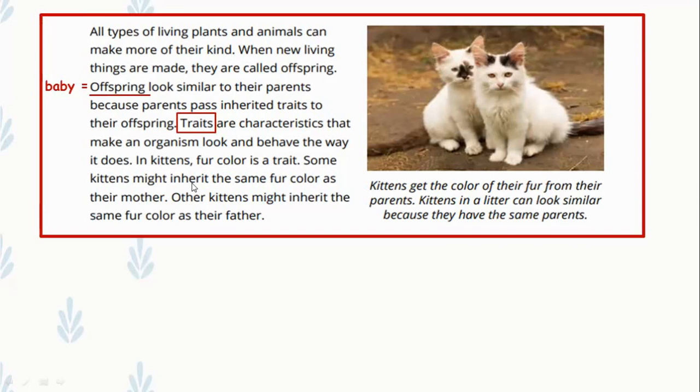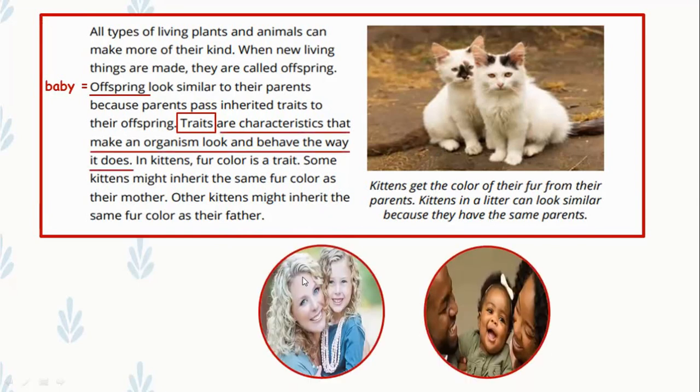Some kittens might inherit, or take, the same fur color as their mother. Other kittens might inherit the same fur color as their father. Okay, so some of the kittens can take the color of their father and some others can take the color of their mother. That's why they look similar but not exactly the same. Let's read over here what we have under this photo. Kittens get the color of their fur from their parents. Kittens in a litter can look similar because they have the same parents.